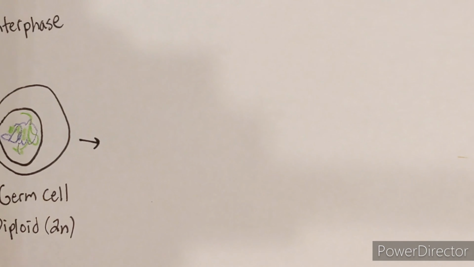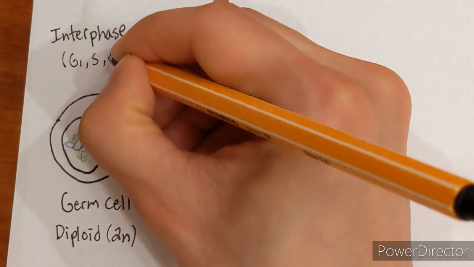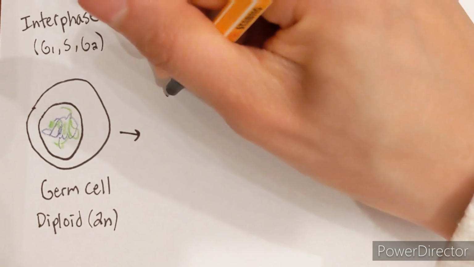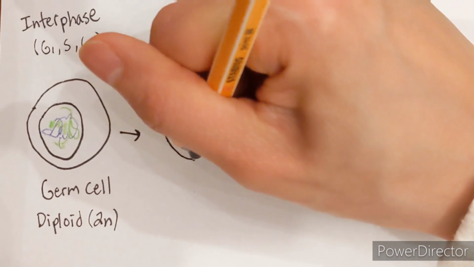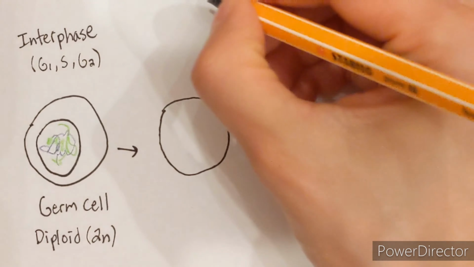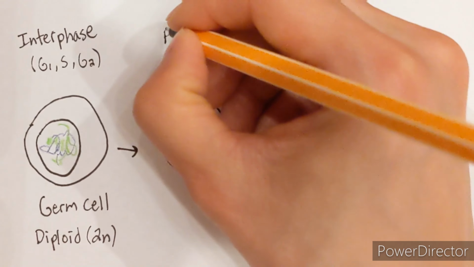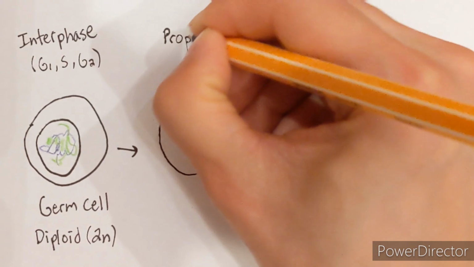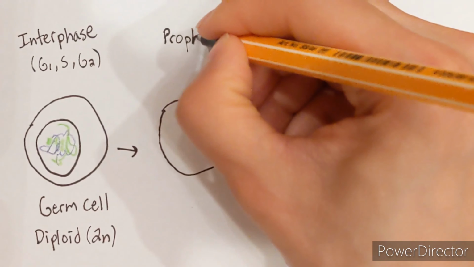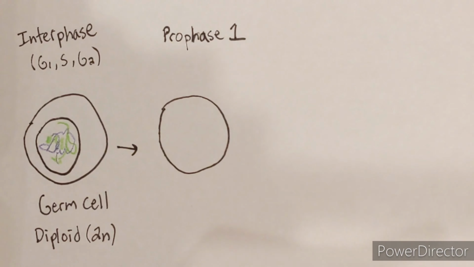After interphase, I've gone through G1, I've gone through S, I've gone through G2. I am going to move into our first stage of meiosis. Just like the first stage of mitosis, this is going to have the beautiful name prophase. But this is not just prophase, this is prophase 1, because there's 2 divisions in meiosis. So I have a prophase 1 in the first division, prophase 2 in the second division.